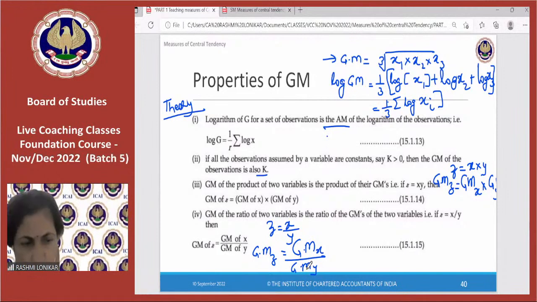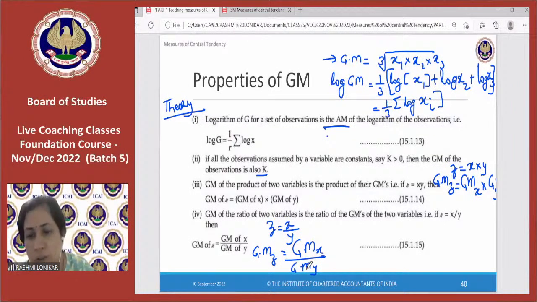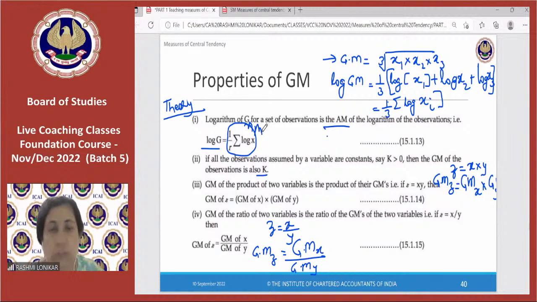These are the 4 properties. First property says that the logarithm of G, where G is the geometric mean, the log of G for a set of observations is the arithmetic mean of the logs of its observations. Okay. Logarithm of the geometric mean is equal to the arithmetic mean of the logs of its observations.